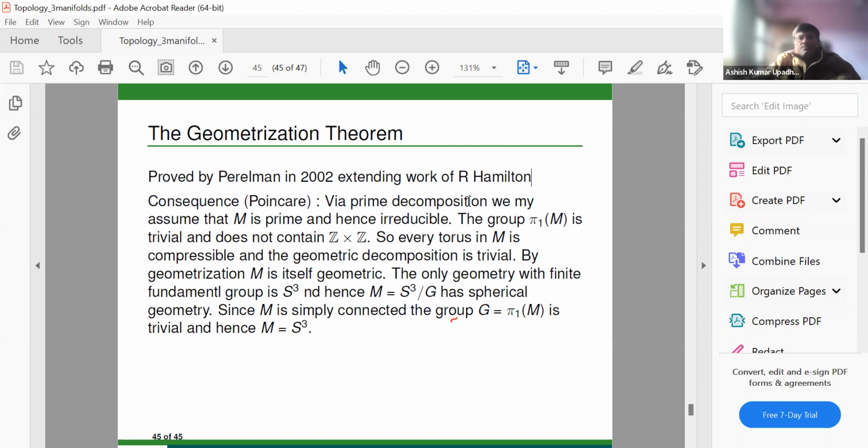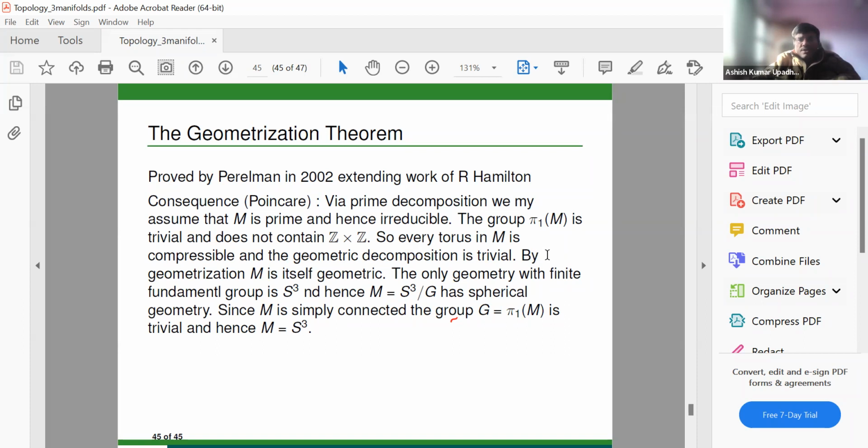Now, via prime decomposition, we may assume that our manifold M is prime and hence it is irreducible. The fundamental group is trivial because it is simply connected, and therefore it does not contain Z cross Z. So every torus in M will be compressible because it does not contain an essential torus. Therefore, the geometric decomposition which we had talked about becomes trivial.